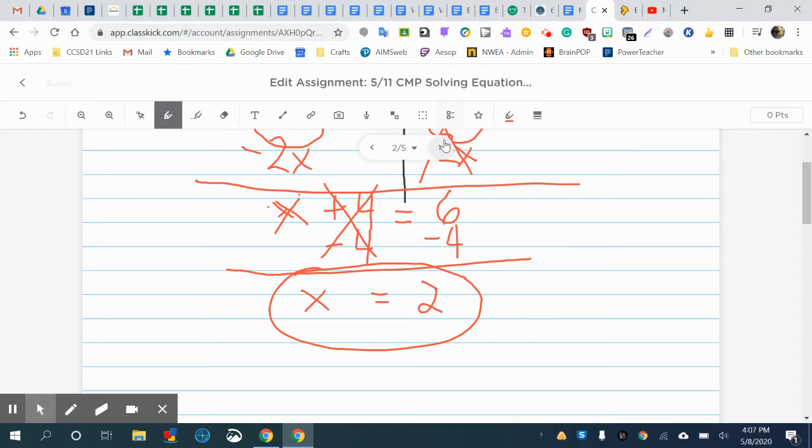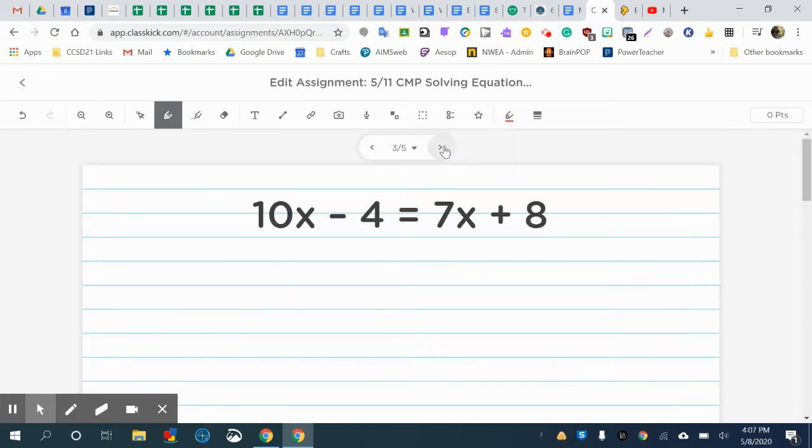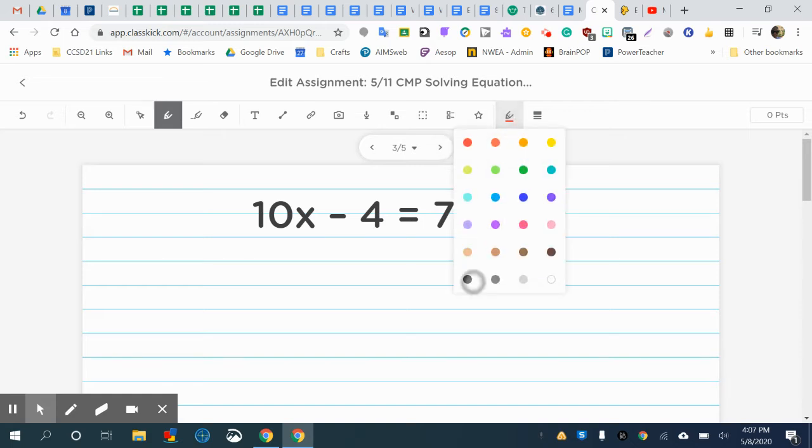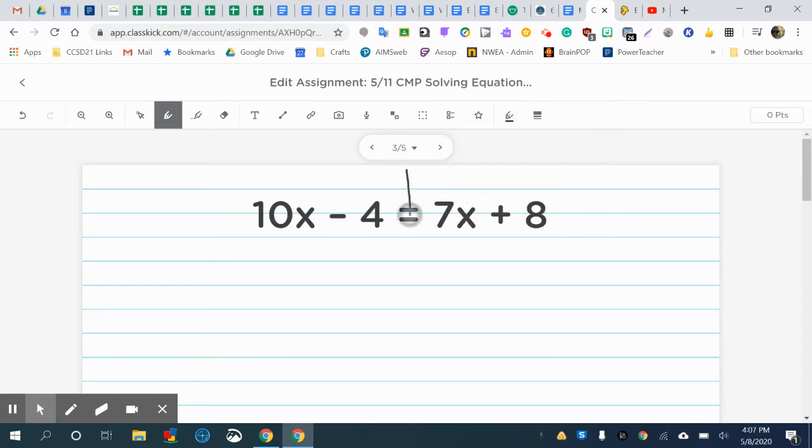Okay, moving on to the next problem. 10x minus 4 equals 7x plus 8. Again, just a strategy I like to use. I always put that line so I can remember what my left side and my right side is so I don't get confused. So I have 10x minus 4 equals 7x plus 8. I'm going to look for my x's. I have a 10x. I have a 7x.